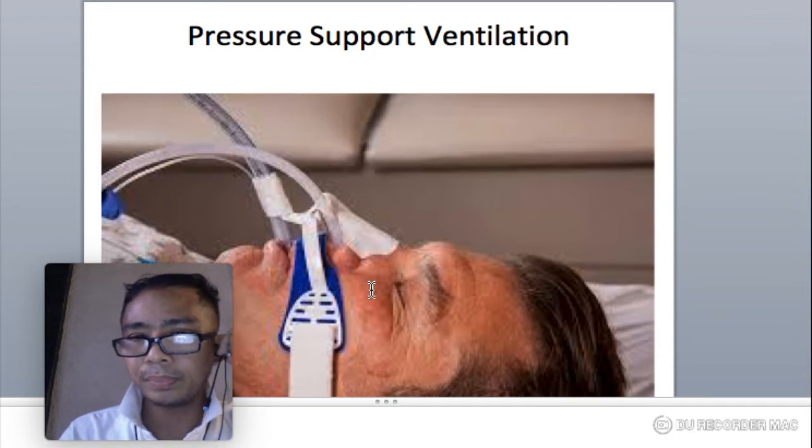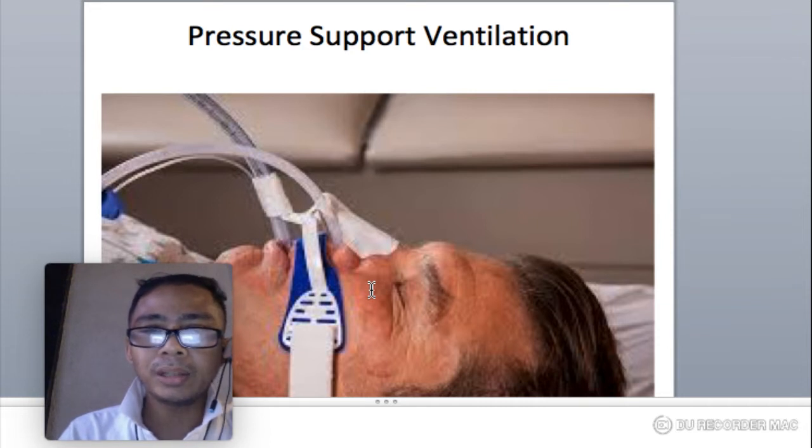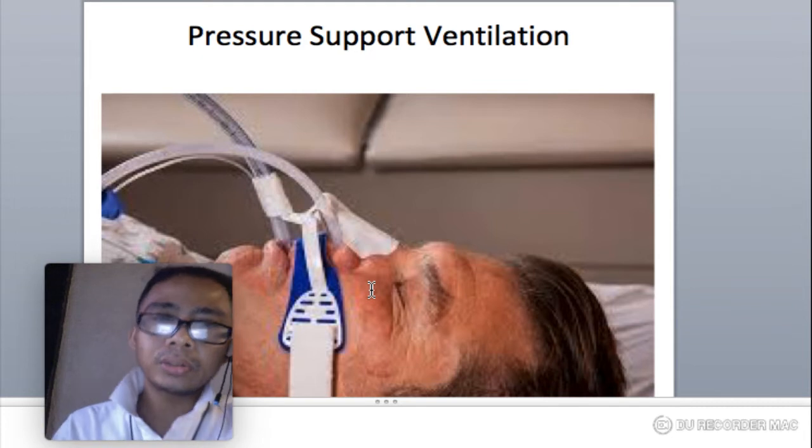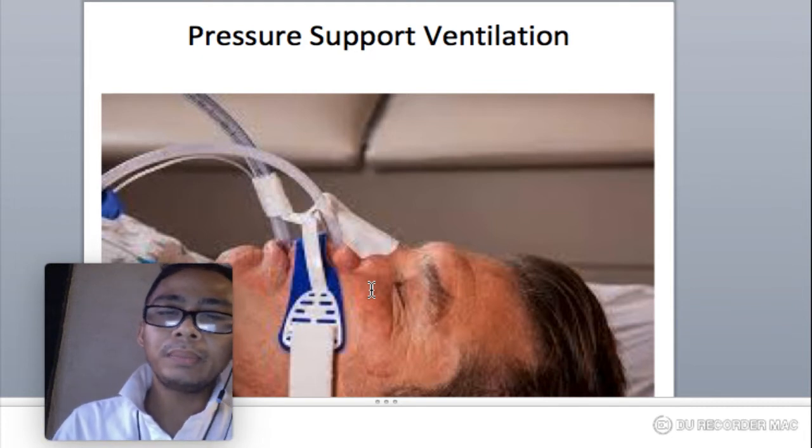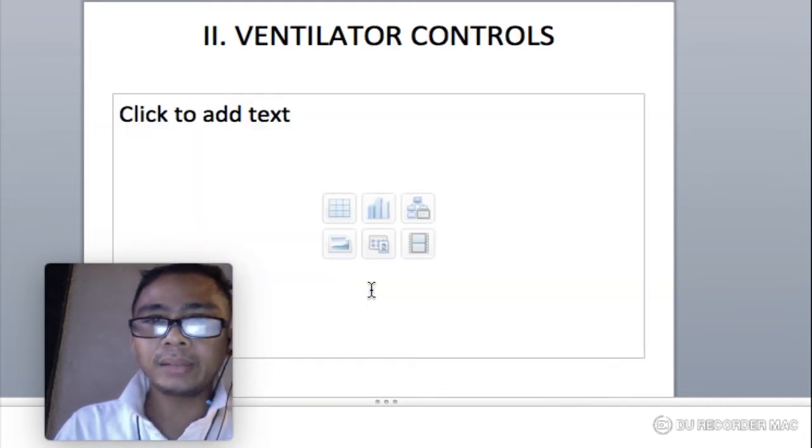So that's our primary goal in the clinical setup of the patient. As a matter of a short span of time, the patient must be liberated or weaned off from the mechanical ventilator.